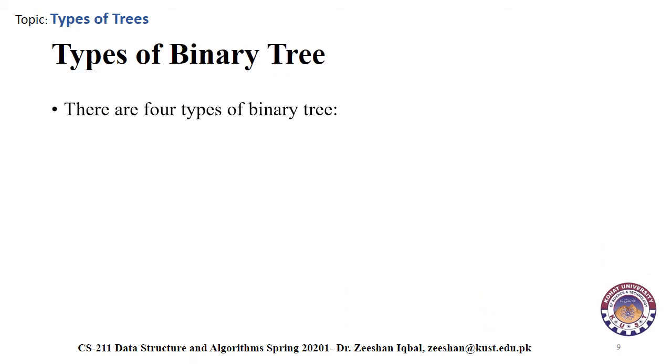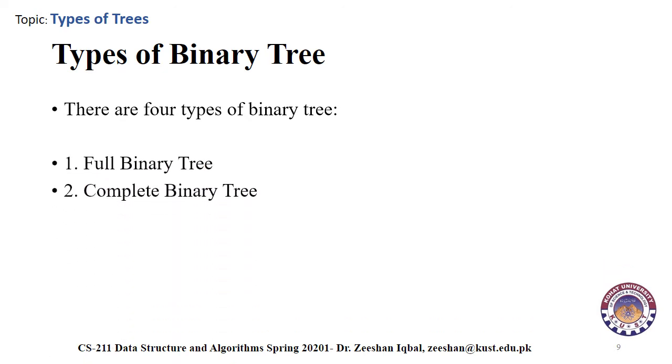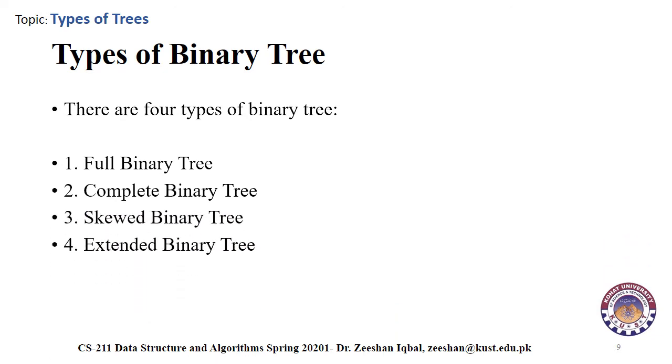There are four types of binary tree: full binary tree, complete binary tree, skewed binary tree, and extended binary tree. I will explain them in the coming slides one by one.